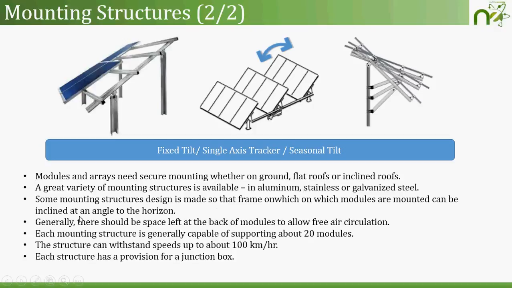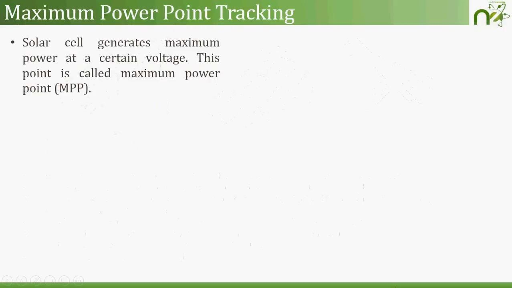Now it is normally inclined at an angle to the horizon. Each solar mounting structure can support around 20 modules, and it can withstand wind speeds up to 100 km per hour. Each structure has a provision for a junction box, which collects the inputs from all the solar PV panels and converts them into one single output, which then goes into an inverter.